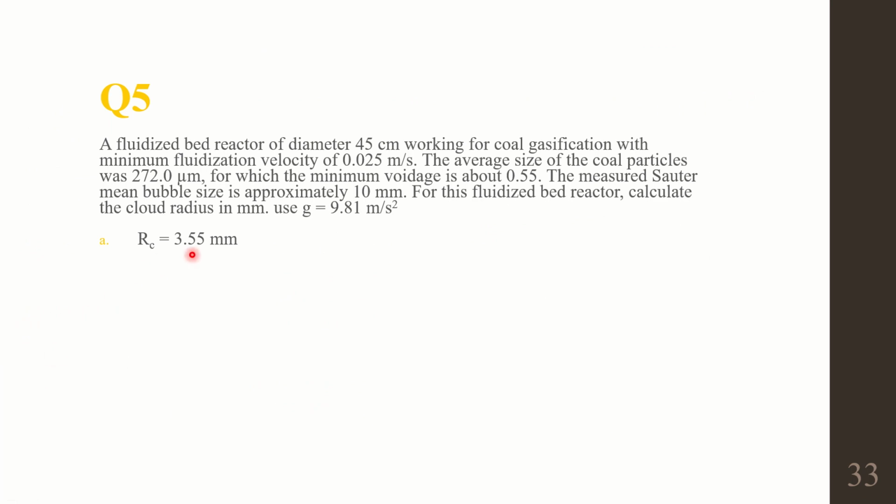So option A is 3.55 mm. Option B is 4.55 mm. Option C is 7.05 mm. Option D is 6.05 mm. So what are the things that are given? We are given the diameter of the fluidized bed reactor, which is 45 centimeter, and minimum fluidization velocity, which is 0.025 meter per second, and average coal size is 272 micrometer, and minimum voidage is 0.55, and measured mean bubble size is 10 mm, and we are given g. So we need to find the cloud radius. It is somewhat similar to the previous problem.